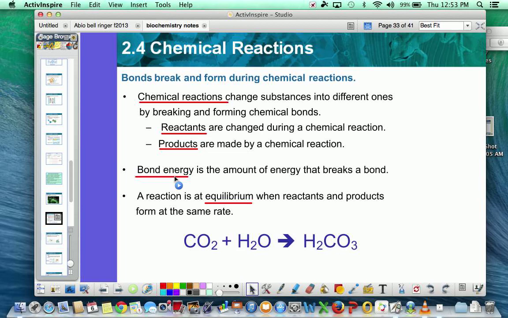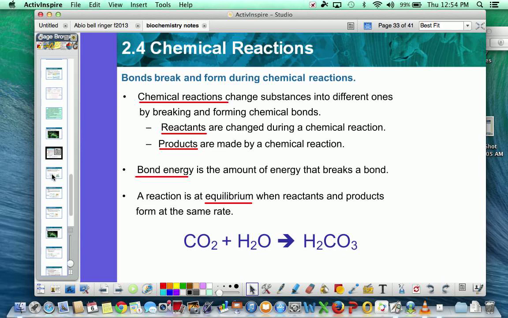All right, bond energy. Let's talk about bond energy. Bond energy, as a vocabulary word, just refers to the amount of energy that it takes to break a bond. So when these molecules are broken apart so that they can reconfigure and become this new product, that requires energy. That's what bond energy is. Okay, and a chemical reaction is in equilibrium if the energy on the reactant side is equal to the amount of energy that is put out on the product side. So that is what is meant by equilibrium.